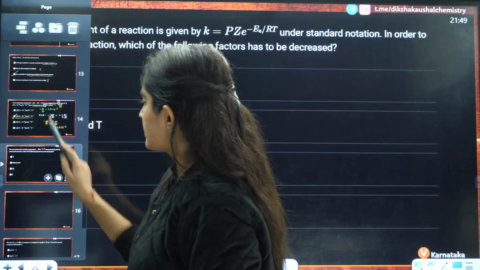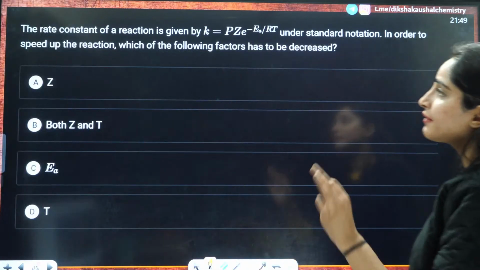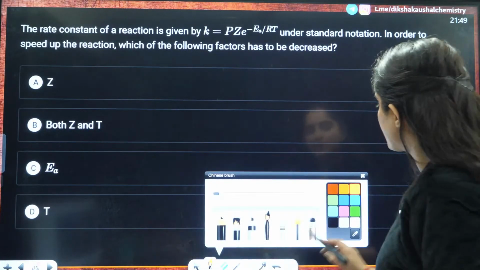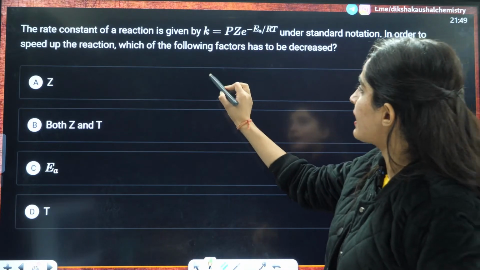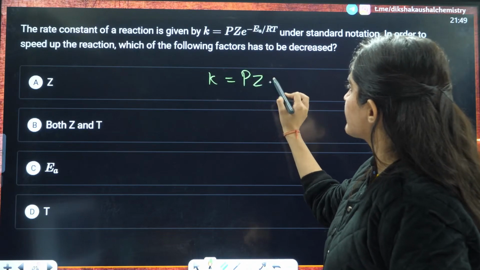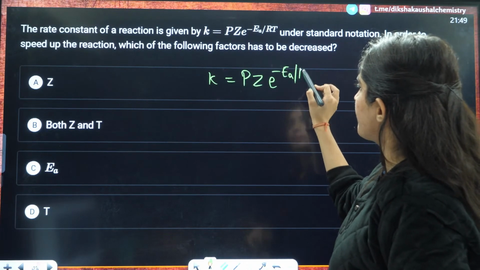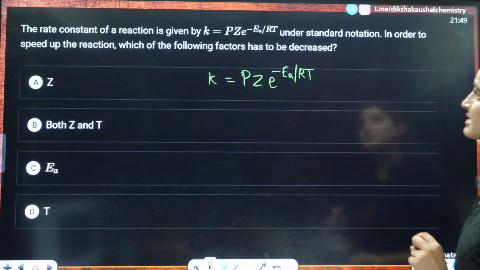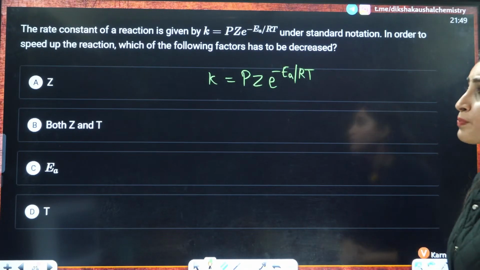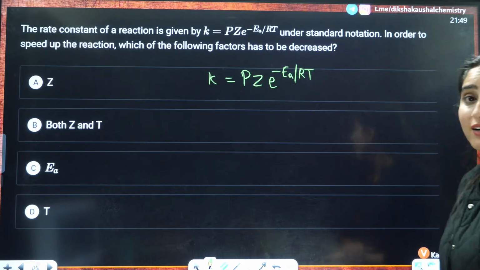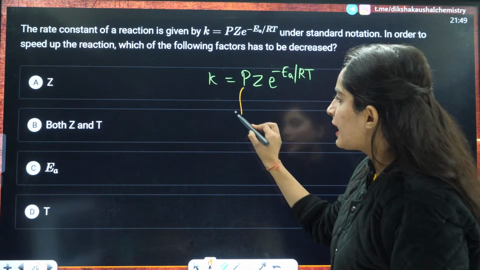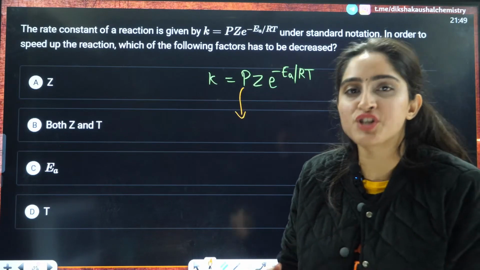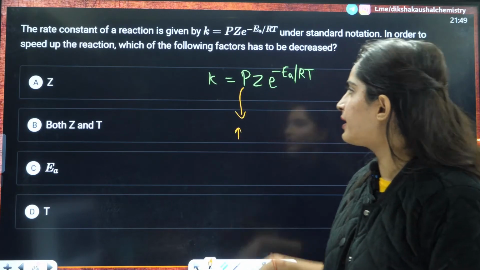Okay. Now, next question is, the rate constant of a reaction is given by K is equals to PZ e raised power minus EA by RT, under standard notation. In order to speed up the reaction, which of the following factors has to be decreased? Now, probability of more collision should increase. This should be increased.